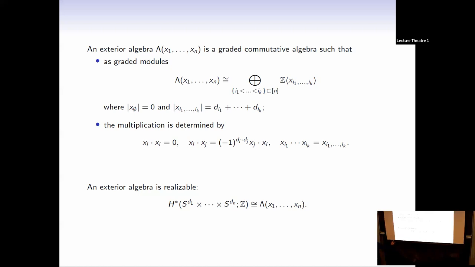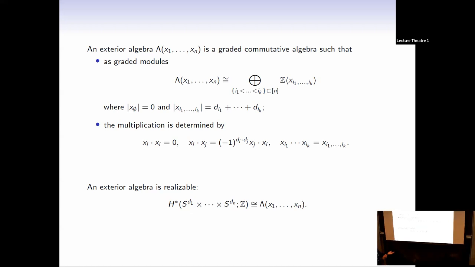Then the multiplication is determined by these equations. We know that x_i multiplied by itself equals zero, x_i times x_j is equal to plus or minus x_j x_i, and by definition we have x_{i1} times x_{i2} times up to x_{ik} equals x_{i1...ik}. Notice that an exterior algebra can be realized as the cohomology ring of a product of spheres of appropriate dimensions.